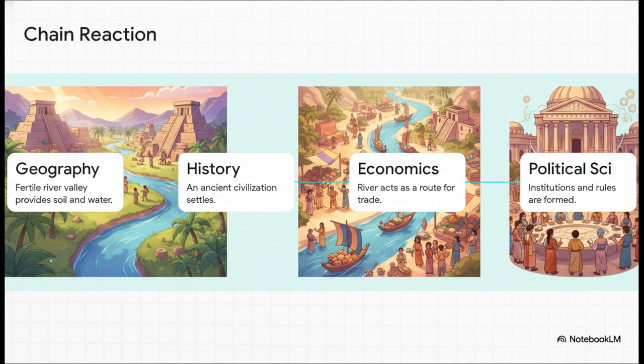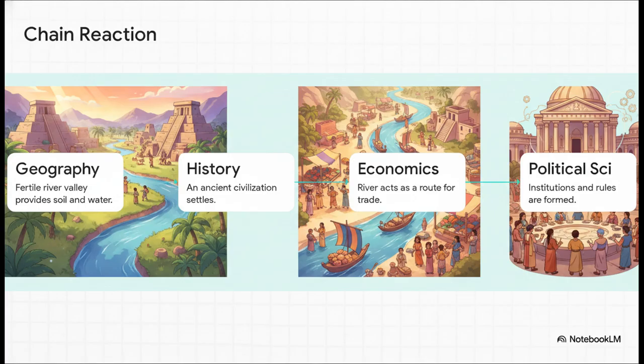Check this out. Imagine a river providing fertile soil and water. Okay, that's geography. Because of those awesome conditions, an ancient civilization settles there. Boom, that becomes history. As the river acts as a route for trade, the settlement starts producing and distributing goods. That's economics. And to manage this growing trading settlement fairly, rules and institutions are formed. And that is political science.